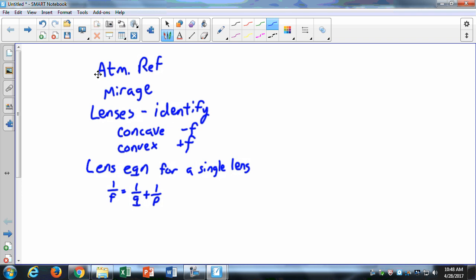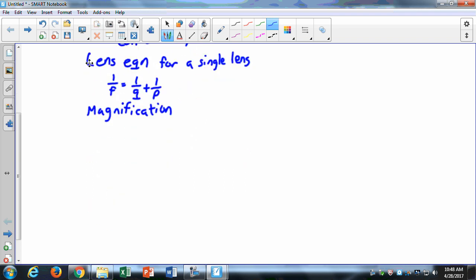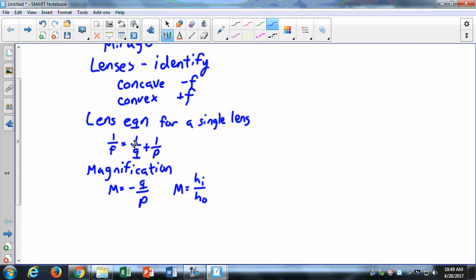You'll need to be able to calculate the magnification. And remember, magnification we can find in two ways. The magnification is negative q over p, image over object distance, but then it's also the height of the image over the height of the object. Now you'll need to know the types of images that are formed by all the types of lenses. Let me just go ahead and write that down here.